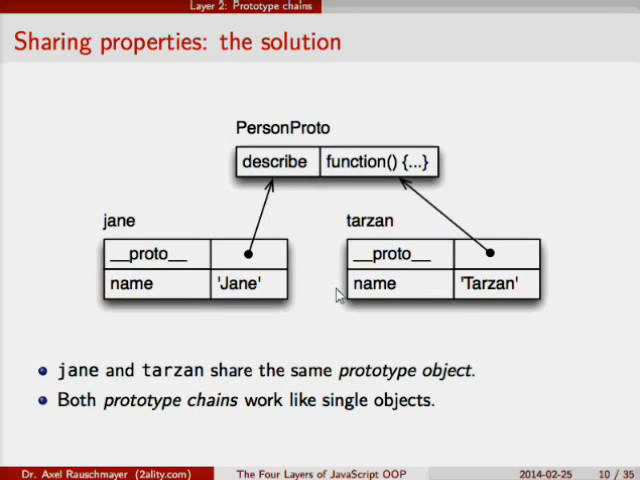And here's a diagram. The way to do that is by giving the instances Jane and Tarzan a single shared prototype. So Jane has a prototype, Tarzan has a prototype, and they share the same prototype, and because of that sharing, describe only exists once and is not redundant anymore.